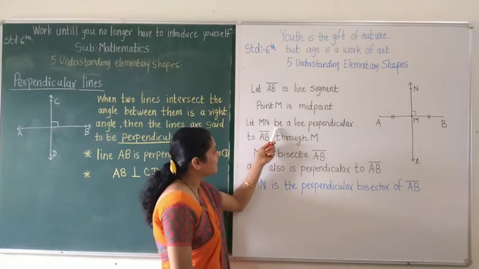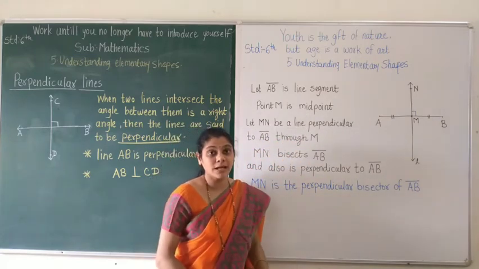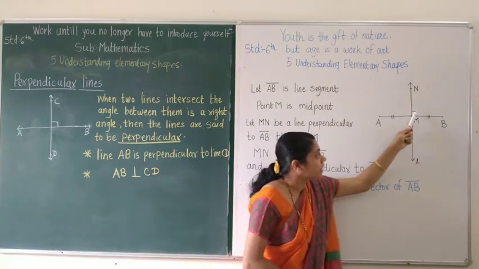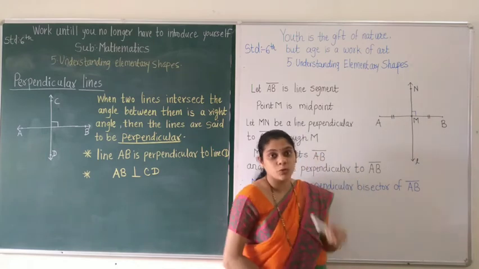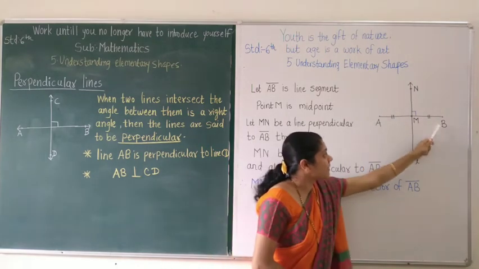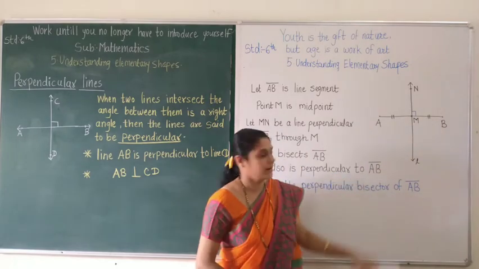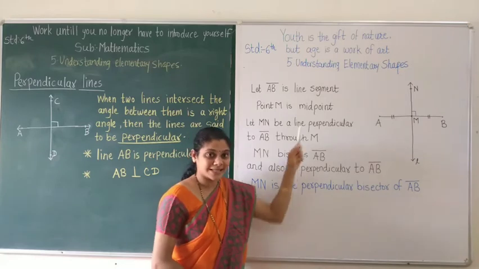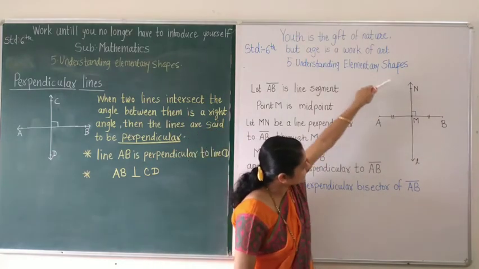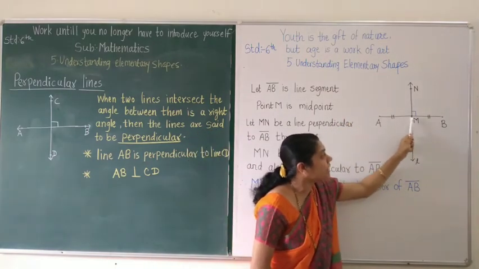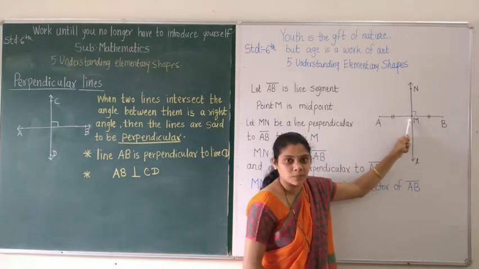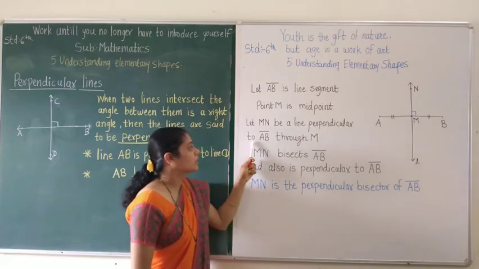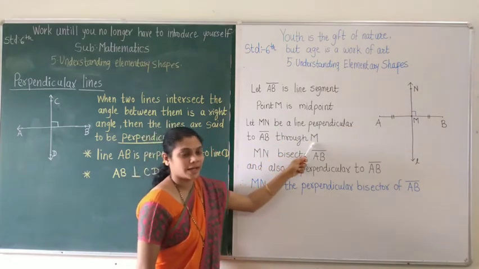Now let MN be a line perpendicular. Why are we saying perpendicular? Look here, it makes a 90-degree angle. So we say line L is perpendicular to line segment AB through M. Why through M? Because line L is intersecting line segment AB at point M. This is the intersection point. So we say MN is a line perpendicular to line segment AB through M.